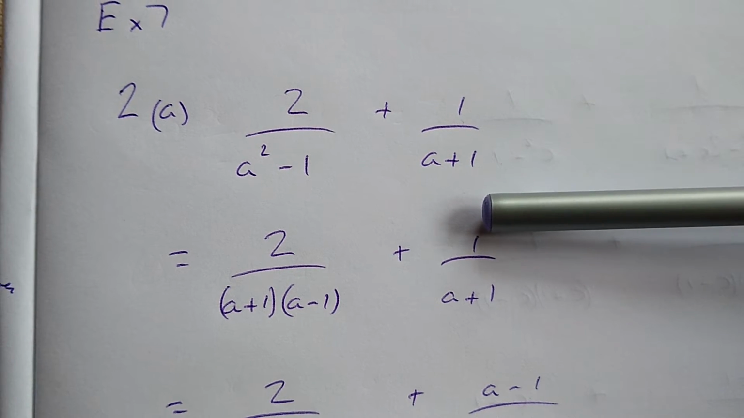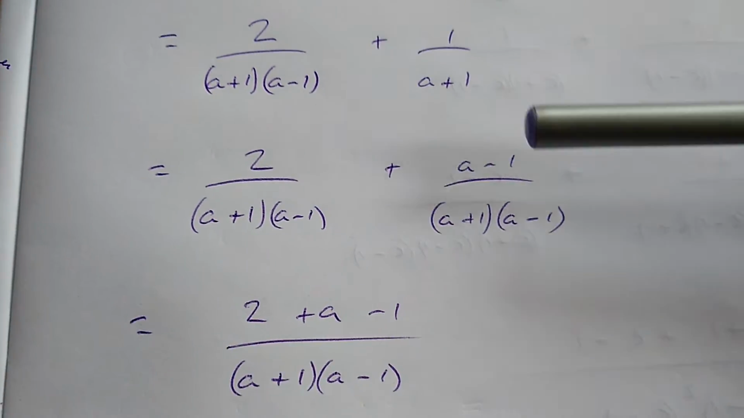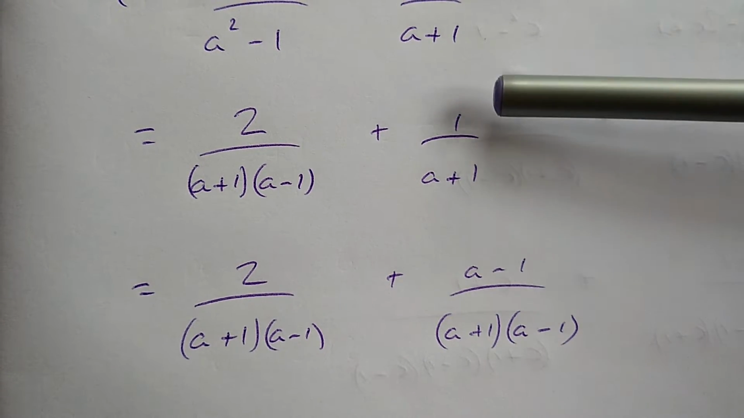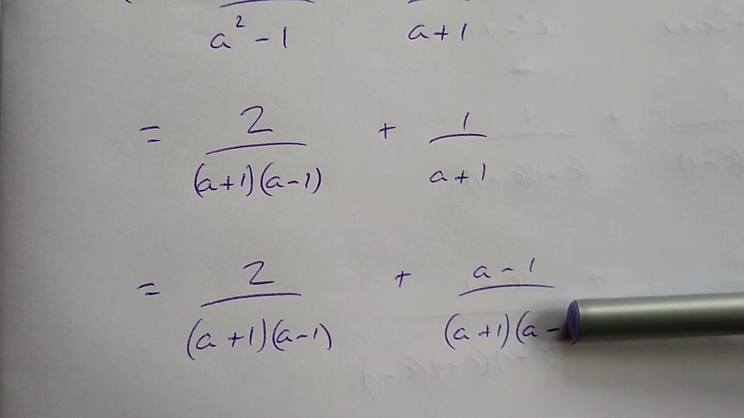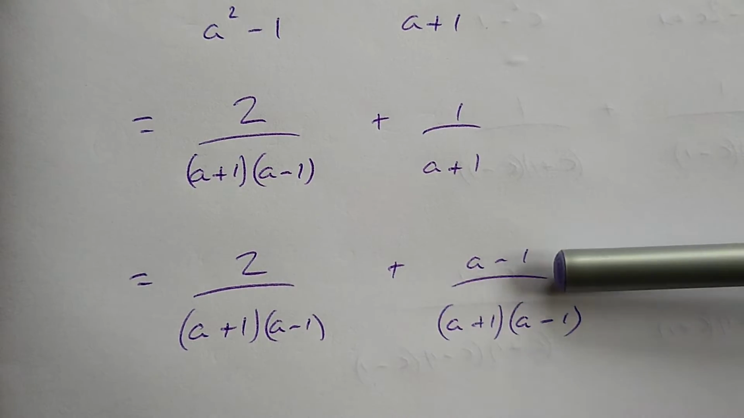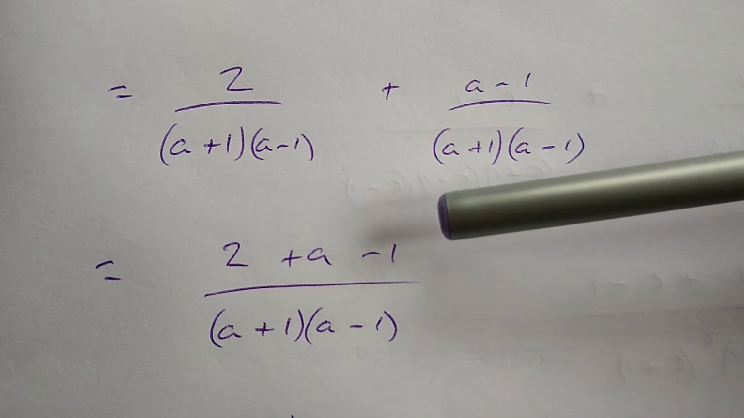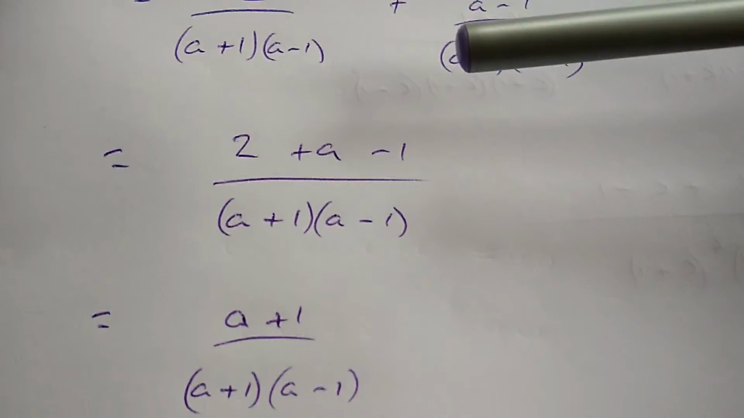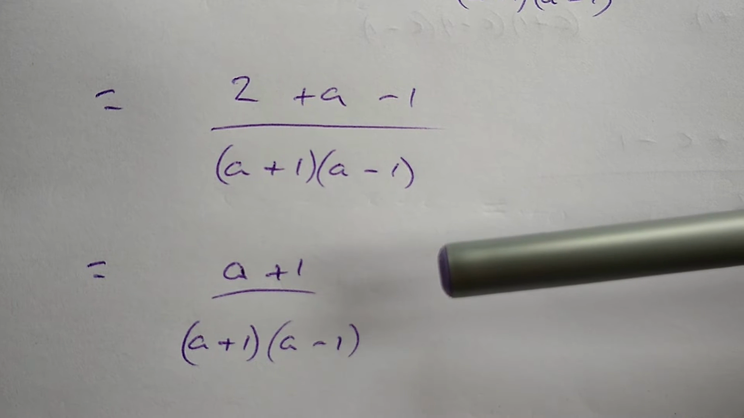So I'm going to multiply the numerator and denominator of the fraction here by a minus 1, which will give me that. I multiply the top by a minus 1, and multiply the bottom by a minus 1, and that is what we are left with. Now I have a common denominator, so I just add the numerators together. So 2 plus a minus 1 all over a plus 1, a minus 1, and then just tidy up the top, which gives me a plus 1 over a plus 1 bracket a minus 1.